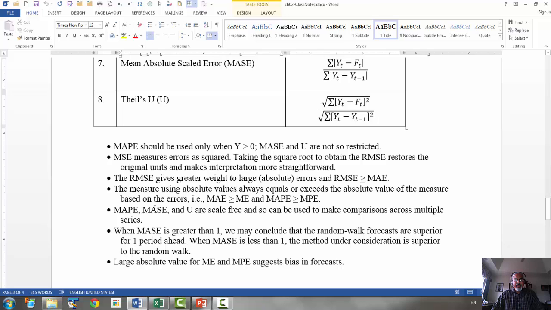Now MAPE, MASE and U are all scale free, okay, because you divide the error by the actual value, and therefore the scale is removed. Now if MASE is greater than 1, then random walk is better. So we discussed that already. And Theil's U. Now a larger absolute value for ME, MAPE and MPE, on either the positive side or the negative side, suggests bias in the forecast. We already talked about this too.